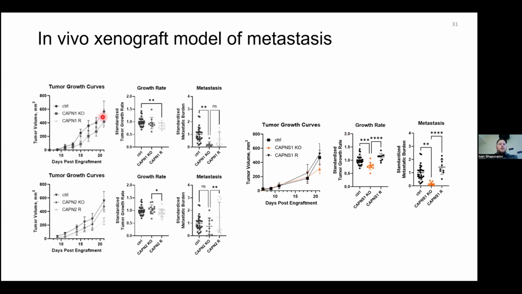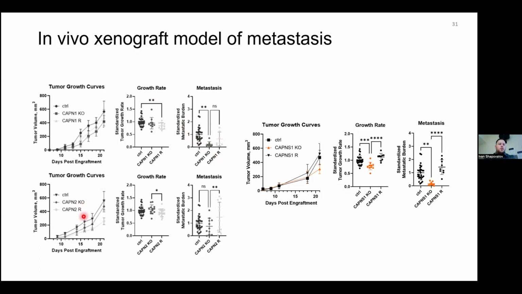So for this, I have 3 sets of data. For each set of data, I have 3 measures: tumor growth curves, the tumor growth rate estimated from those curves, and the quantification of metastasis. For the first set, Calpain-1 knockout and rescue, you can see that there is some statistically significant differences in tumor growth rate. But I would suggest that even though this difference is statistically significant, it's not biologically significant. Similarly, there is statistically significant difference in the metastasis from control to knockout, but it's not readily rescuable.